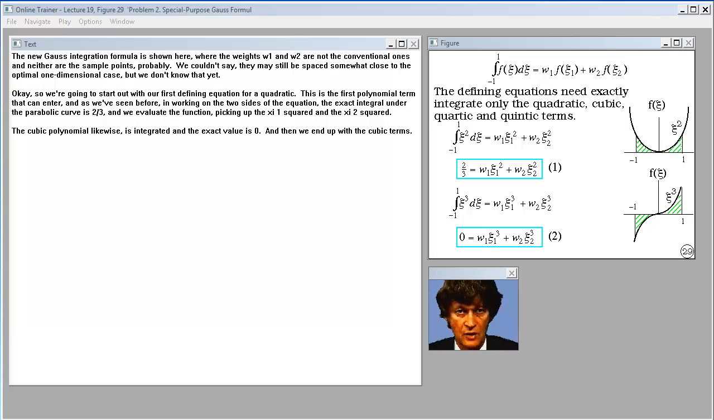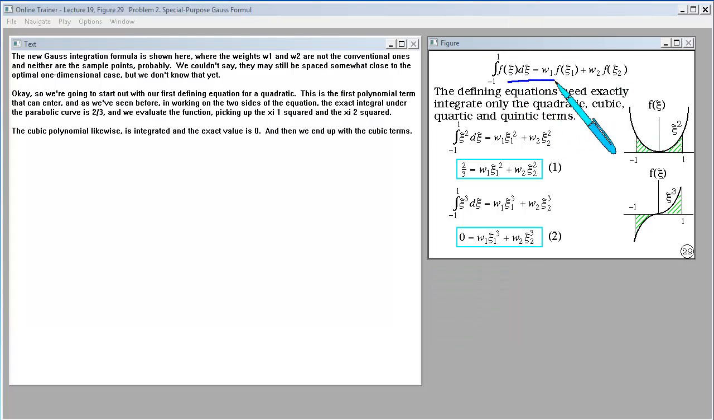The new Gauss integration formula is shown here, where the weights W1 and W2 are not the conventional ones, and neither are the sample points. Probably. We couldn't say. They may still be spaced somewhat close to the optimal one-dimensional case, but we don't know that yet.